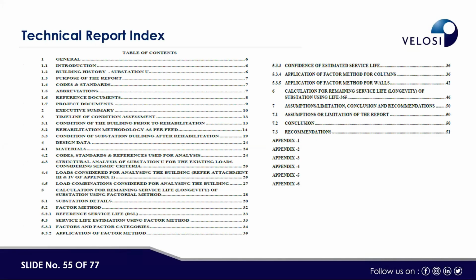Then this is the index of the report that we presented to the client. There are various factors like code standards. Then there is one analysis part, which was carried out as part of the feed study. Then the factor method, then the reference service life was calculated. Then the estimated service life and the confidence interval were calculated, and correspondingly the same was checked with the Life 365 software. Then the conclusions and recommendations were given along with the test reports and data, including the conclusions made while analyzing the test reports and as part of the factor method and Life 365 software analysis.